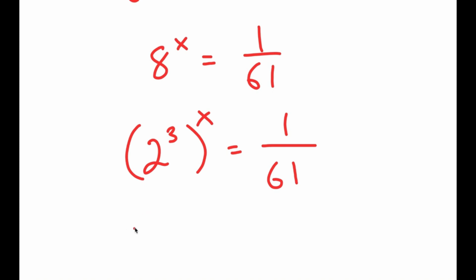And if I have something in the form a to the power of m to the power of n, this is equal to a to the power of m times n. So I get 2 to the power of 3x is equal to 1 over 61.